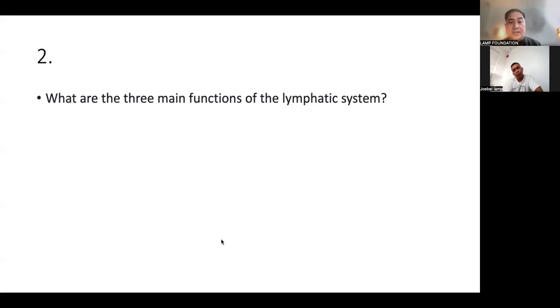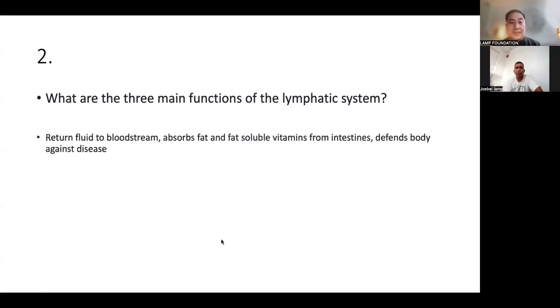Okay. What I particularly like about the lymphatic system is its ability to defend the body against disease. But now we have learned that it can return the fluid to the bloodstream. So, recycle, no? Absorbs the fat and fat-soluble vitamins coming from the intestines.